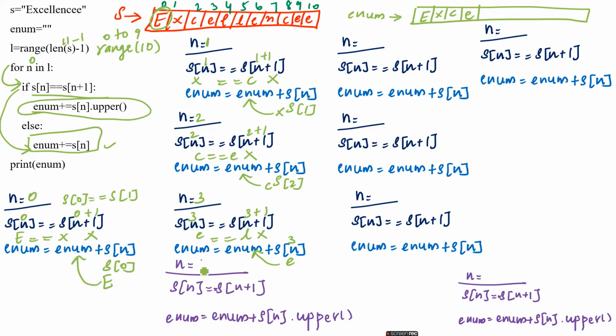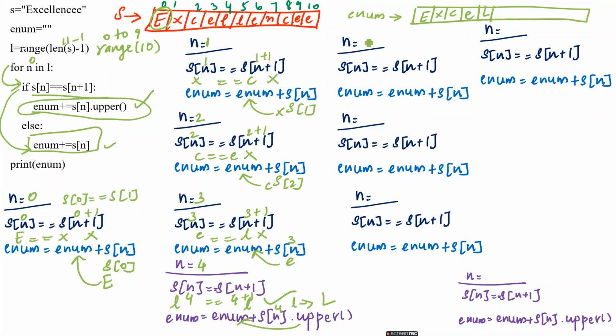Again we'll go back to the loop. Next value of n will be 4. We'll check s of 4 is equal to s of 4 plus 1, that is 5. S of 4 is L and s of 5 is L. The condition is true. L is equal to L. So we have to execute this statement. Enum equal to enum plus s of n dot upper. So s of n is s of 4. S of 4 is small letter l. We have to convert it into capital letter L and we have to concatenate to enum. So capital letter L is concatenated.